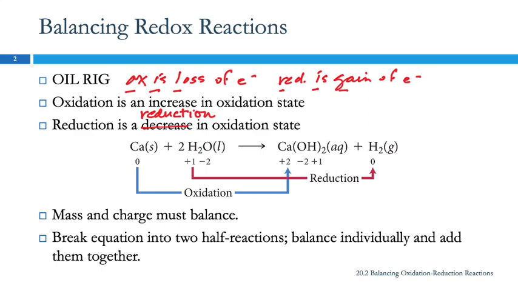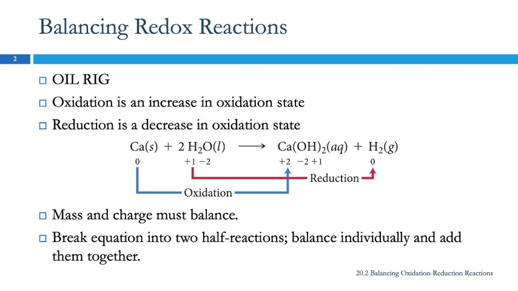When this happens, mass has to balance. We have to have the correct number of atoms of each element on each side, but we also need to balance charge. The overall charge on one side has to equal the overall charge on the other side. And so in the half reaction method, we break the equation into two half reactions, we balance them individually, and then we add them back together. So that's what we're learning today.